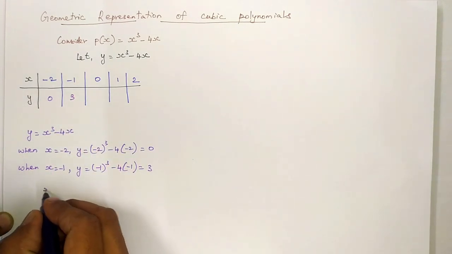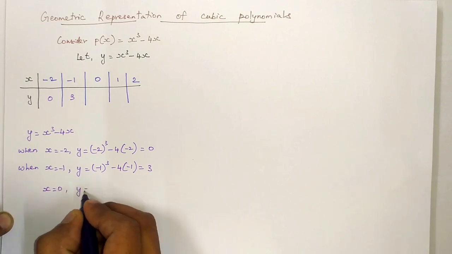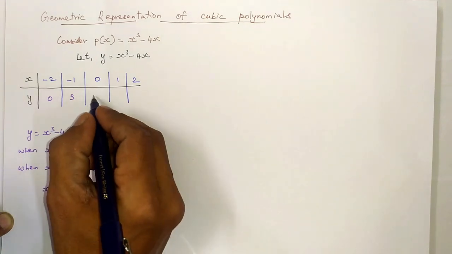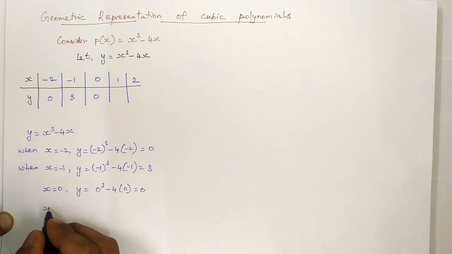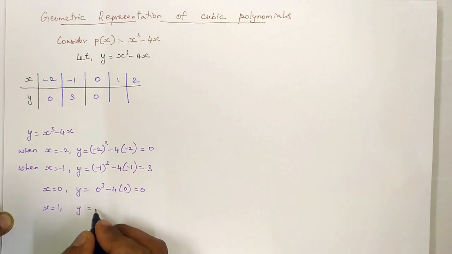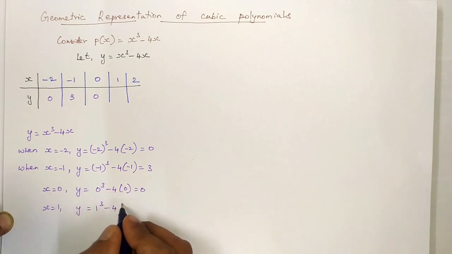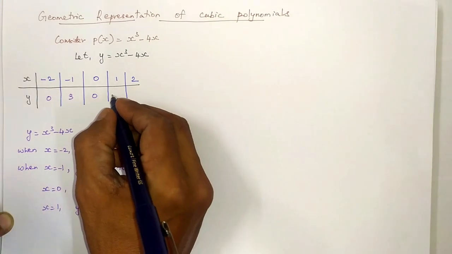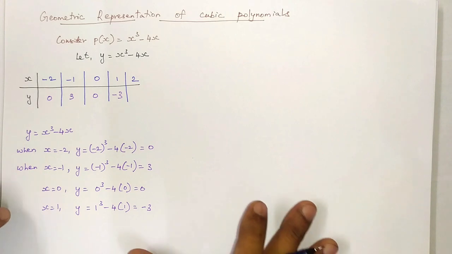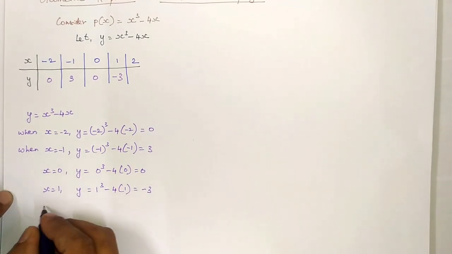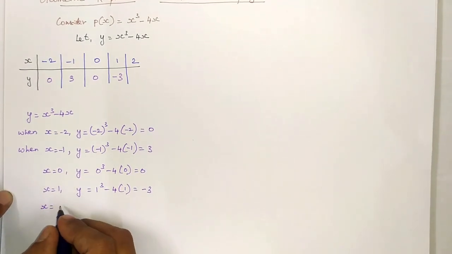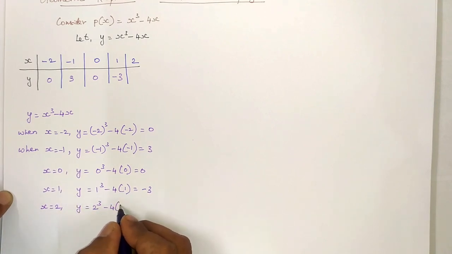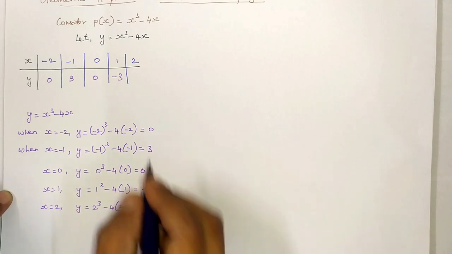Similarly, when x is equal to 0, y is equal to 0 cube minus 4 into 0, so we have 0, so we can put 0 here. Similarly, when x is equal to 1, y is equal to 1 cube minus 4 into 1, that is minus 3, so minus 3. Similarly, the last point, when x is equal to 2, y is equal to 2 cube minus 4 into 2, that is equal to 0 again. So we have 0.